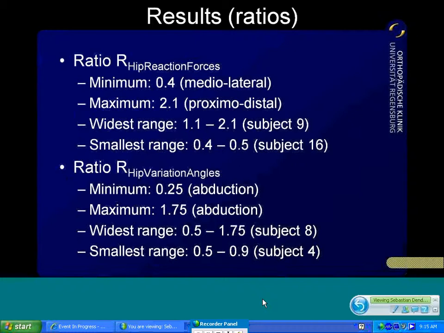Second of all, we have the ratio of hip variation angles, where we found the minimum to be 0.25 in the abduction axis and a maximum of 1.75 also in the abduction axis. The widest range we found to be from 1.5 to 1.75, which appeared in subject 8. The smallest range appears in subject 4 with 0.45 to 0.9.